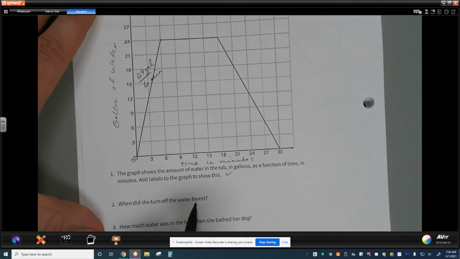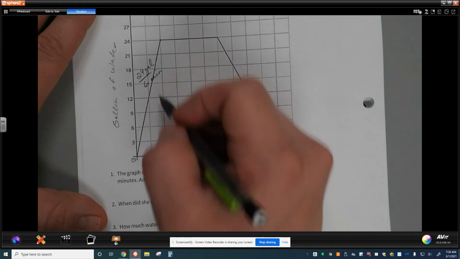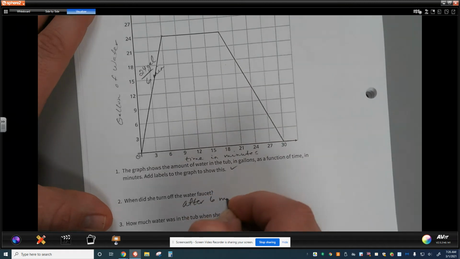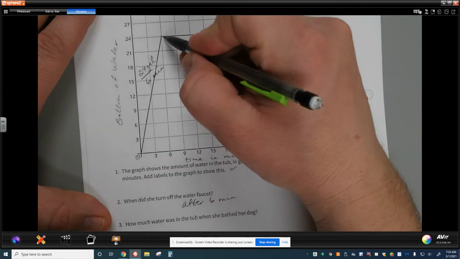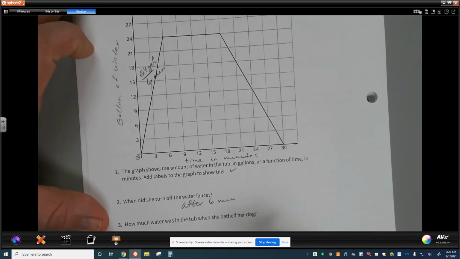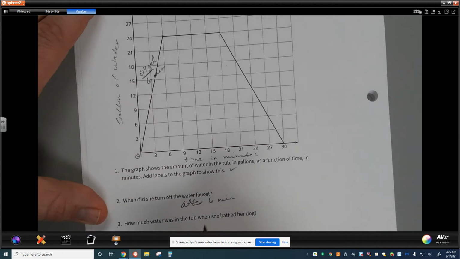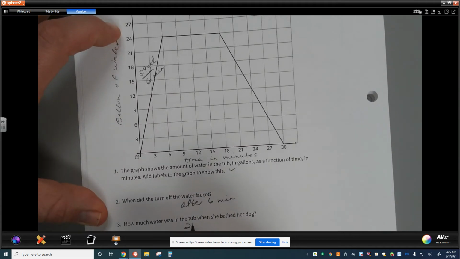And when did she turn off the water faucet? She turned it off after 6 minutes. And the way that I know that is because the water is no longer increasing, or the gallons are no longer increasing. So how much water was in the tub when she bathed her dog? There was 24 gallons in there.